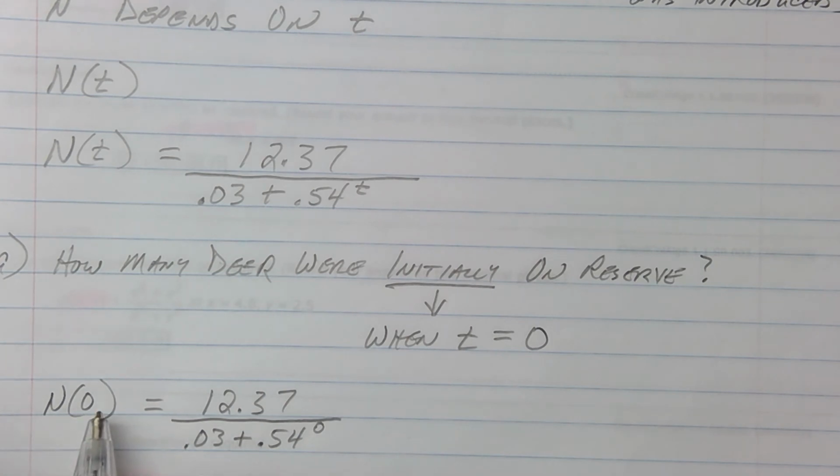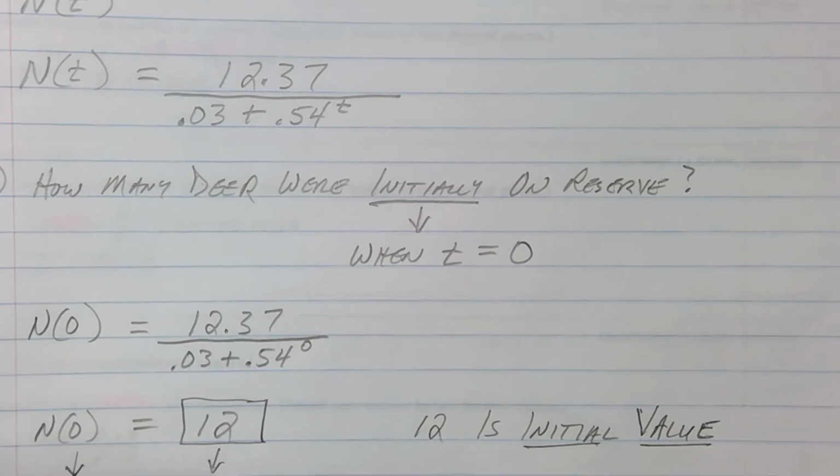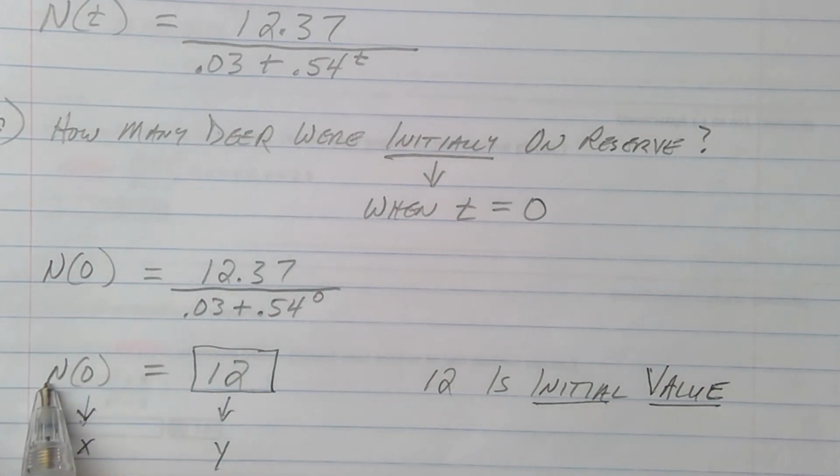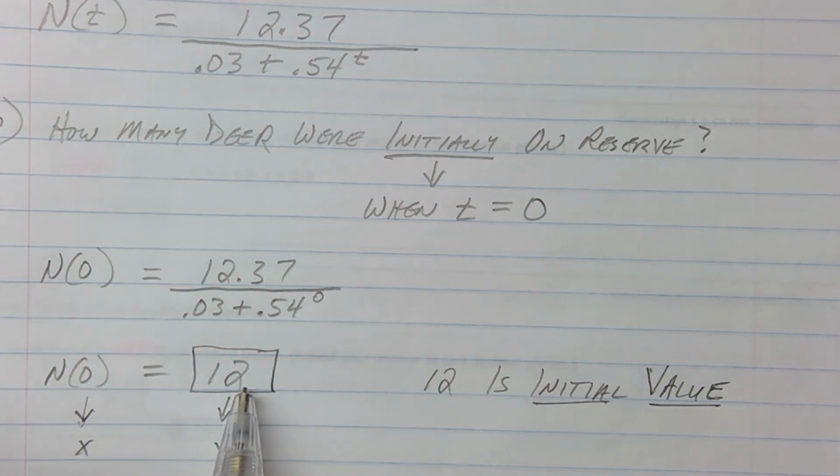I mean, I could put in 1 year later, 2 years later, 3 years later, but what they asked was how much did you have at the start? At the very beginning of the experiment, when we started measuring, the number of deer when no years had passed, when no time had gone by, is this expression replacing t with 0. And we end up with 12 deer. All right, so the number of deer when no time had passed is 12.